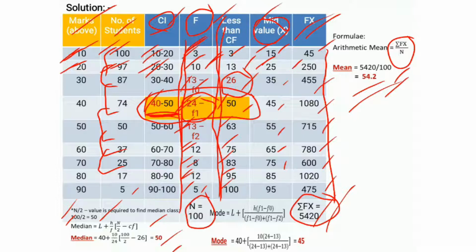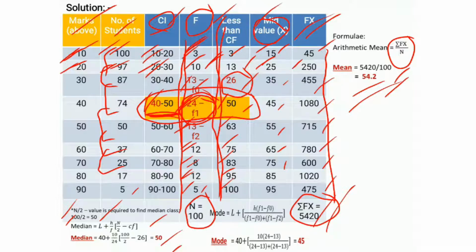The highest value is 24. That representative class is your modal class. Again, the yellow highlighted one is your modal class. That will be used in the formula. So mode equals L plus H into F1 minus F0, divided by F1 minus F0 plus F1 minus F2.